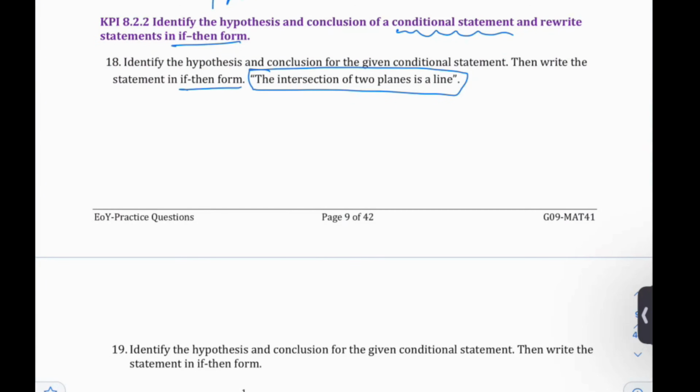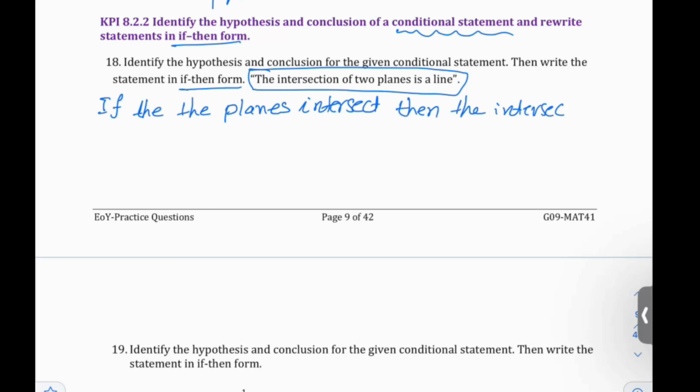So let's see. How can we rewrite it, paraphrase it? So we will say: if the planes intersect, then the intersection is a line. This is the conditional statement. We converted it into a conditional sentence, into an if-then statement.